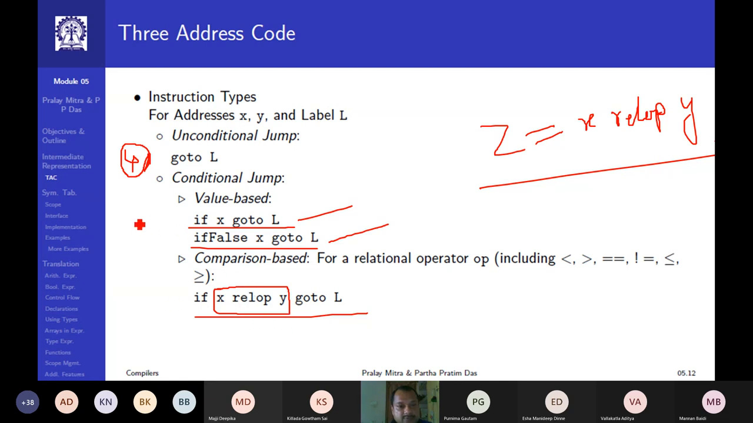So if I use comparison based, so 4, 5, 6, 7. As of now, 7 basic instruction types in 3 address code, and I am trying to break it into and cover all the basic 3 address code, so that using a combination of them I can evaluate any expression or I can perform any operation.